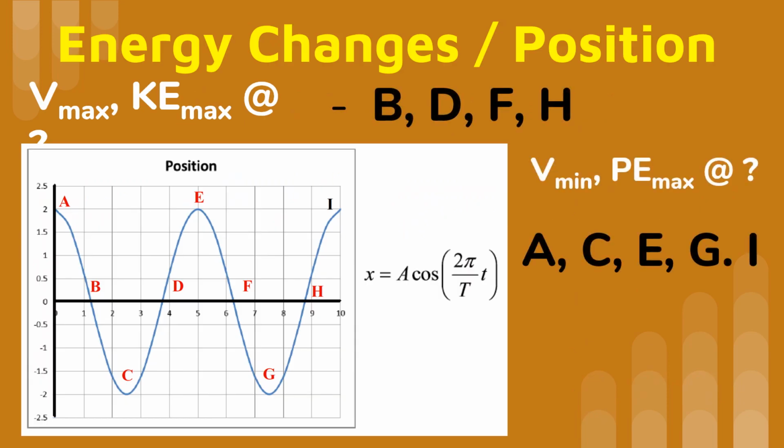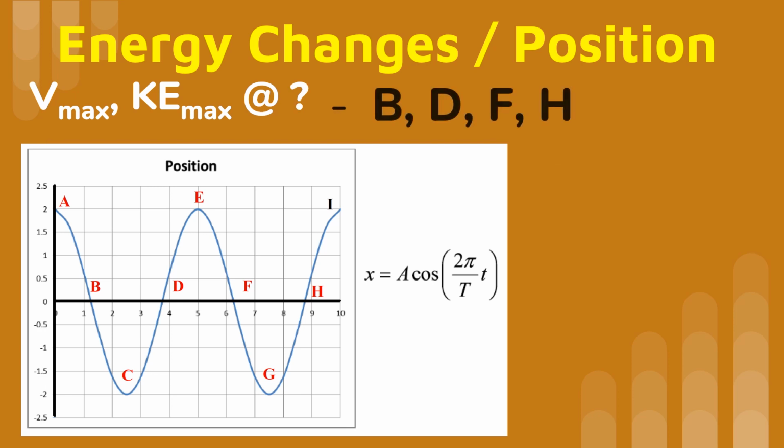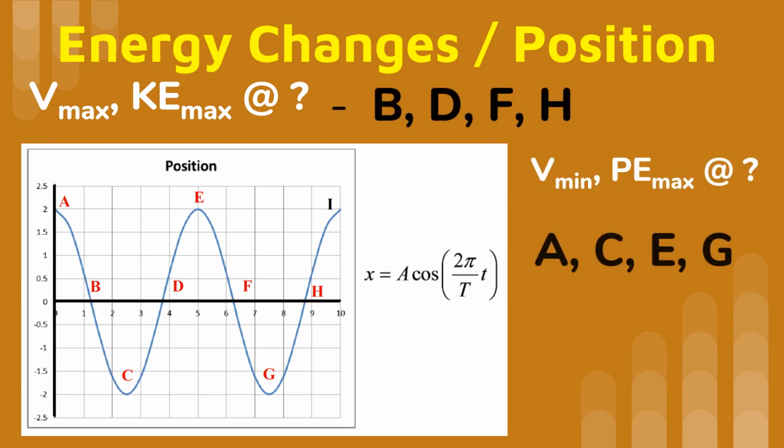Here's a displacement versus time plot for an object moving with simple harmonic motion. Test yourself and see if you can answer these questions. The kinetic energy is at its maximum value when the object is at the equilibrium position and x equals 0. And the kinetic energy is at its minimum value at the ends where the amplitude is at its maximum value.